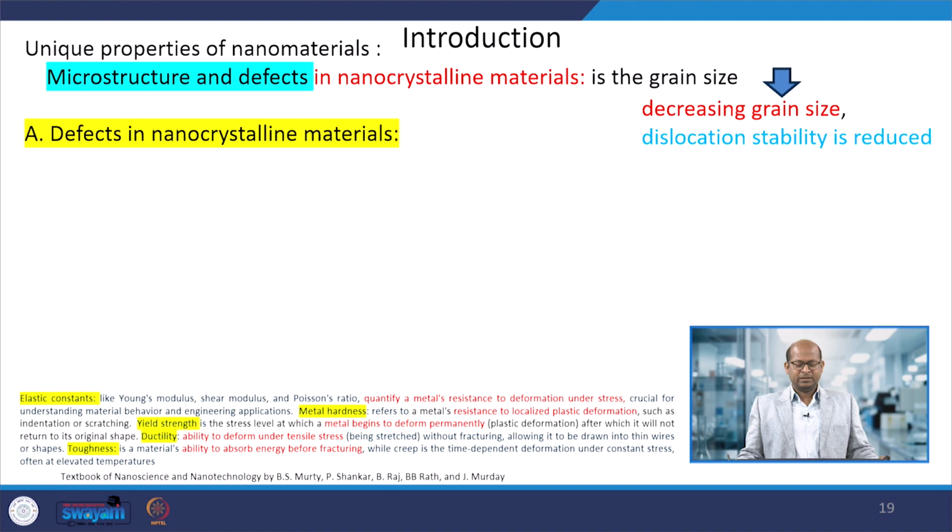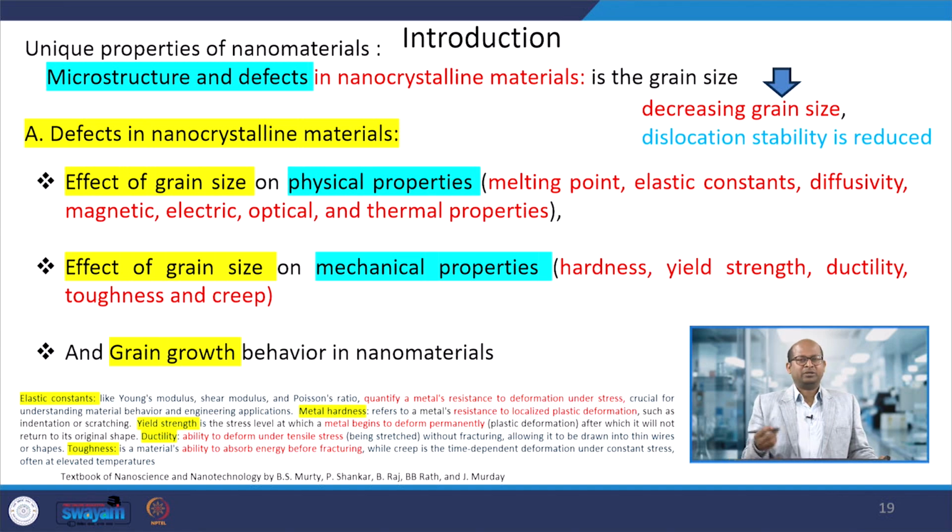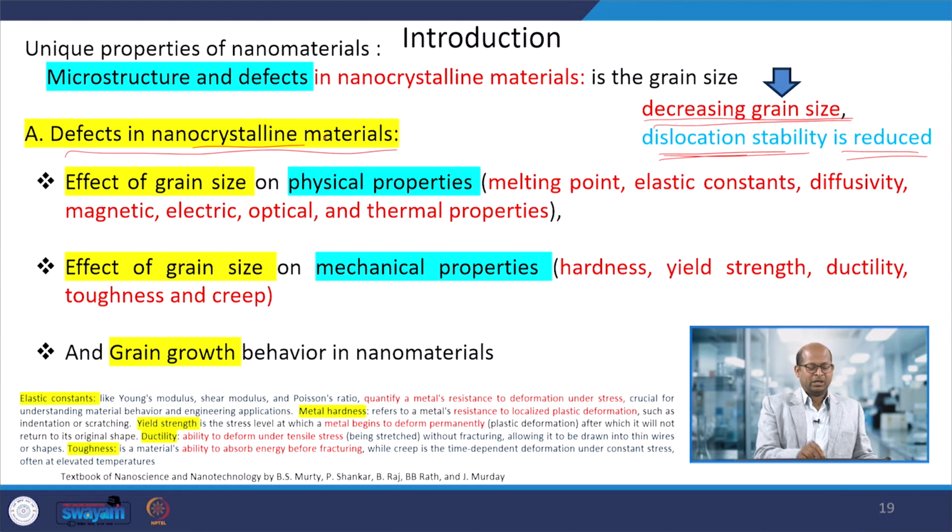Since many defects are present in bulk materials, depending on the material, different types of grains are present: small grains, larger grains, different sizes of grains. If we are able to decrease the grain size, then we can reduce or lower the dislocation stability. So, in nanocrystalline materials, the effect of grain size.